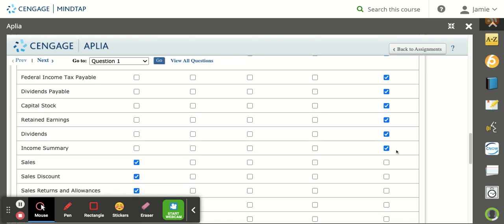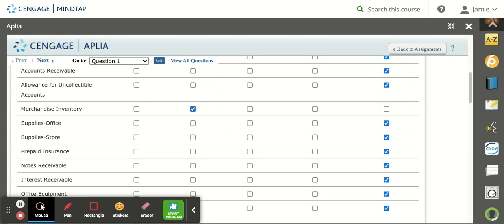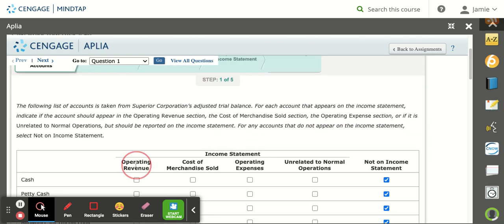Then we get down to income summary. That's our dividing line. Everything below it is included. So we have sales, sales discount, sales returns and allowances. Those are all included in the operating revenue section.